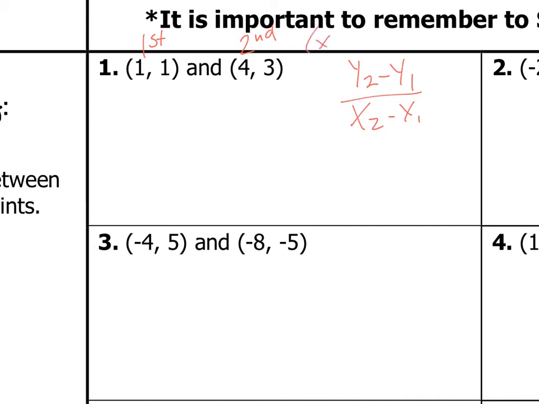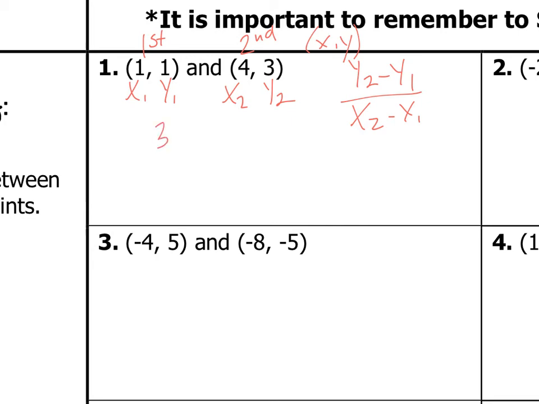In an ordered pair, remember, we have an x value and a y value. So we're going to call the first one here x1, and the one on the right y1. 4 gets to be x2 because it's in our second ordered pair, and 3 gets to be y2. All right, now it's merely plug in your numbers where they should go.